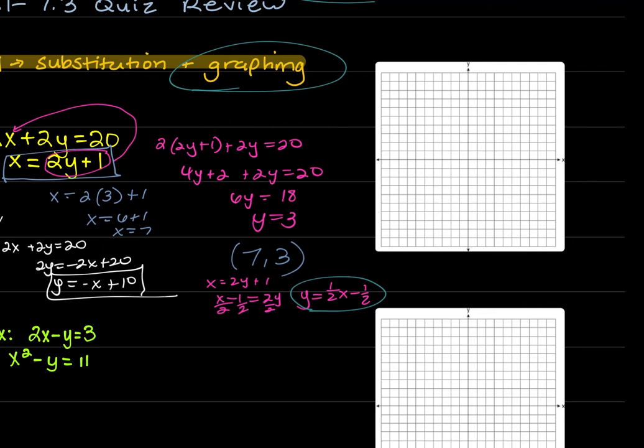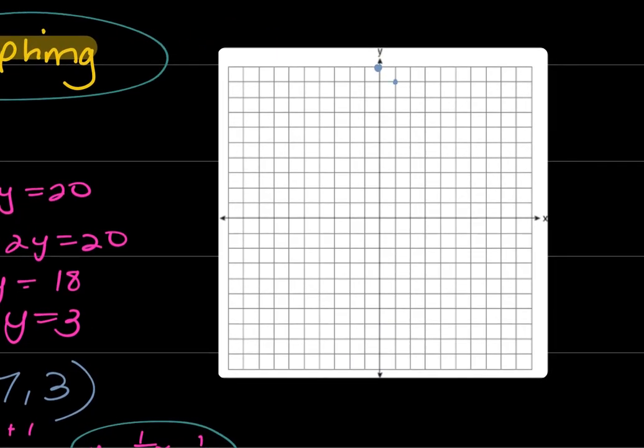All right, so I'm going to graph the first one, y equals negative x plus 10. I would start at positive 10, and then my slope being negative 1 means down 1 and left 1.